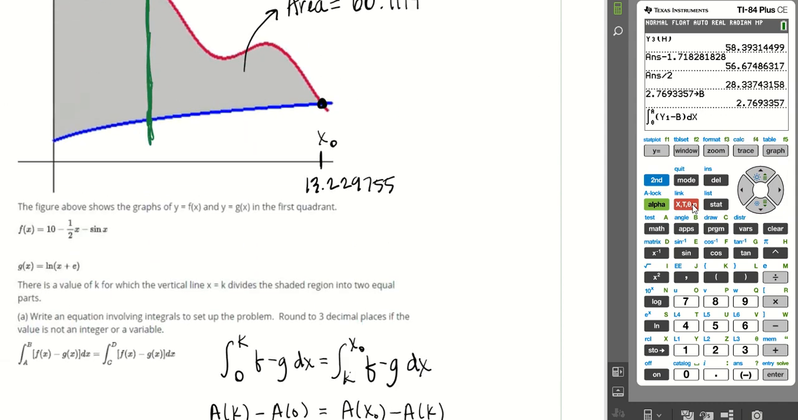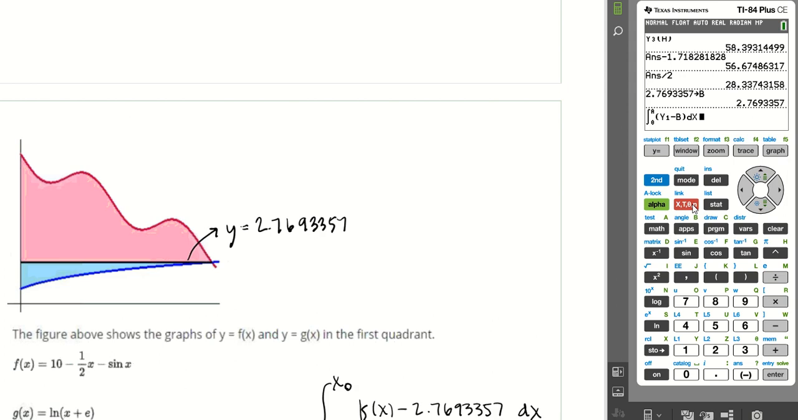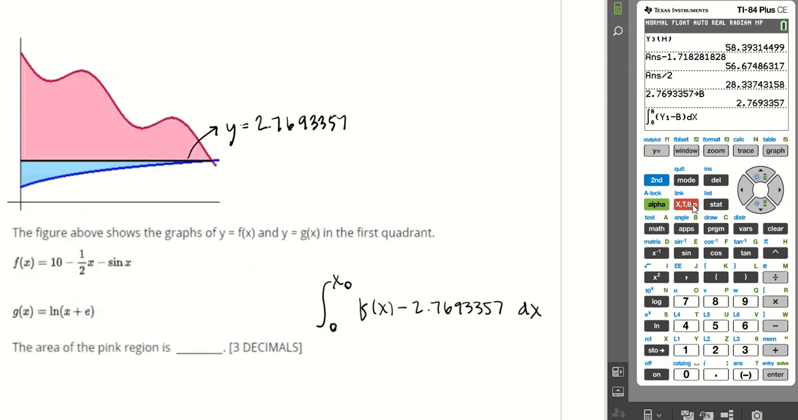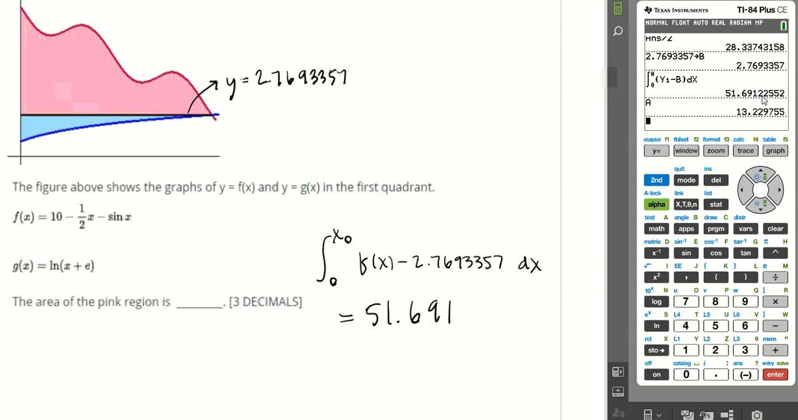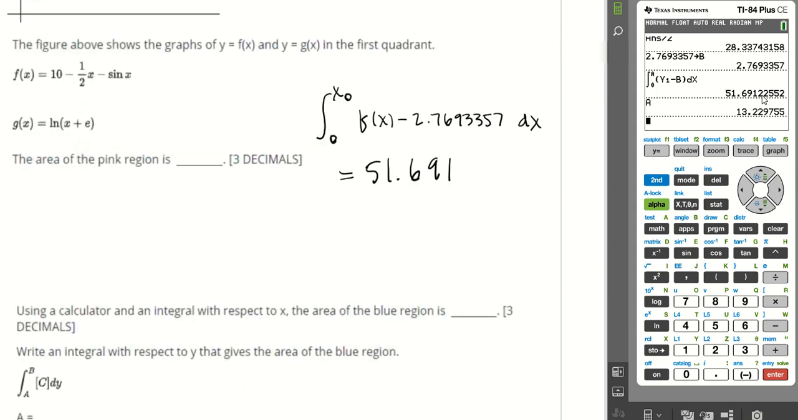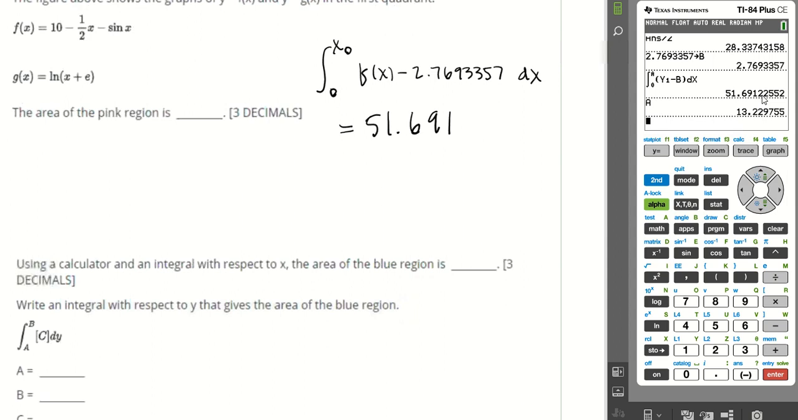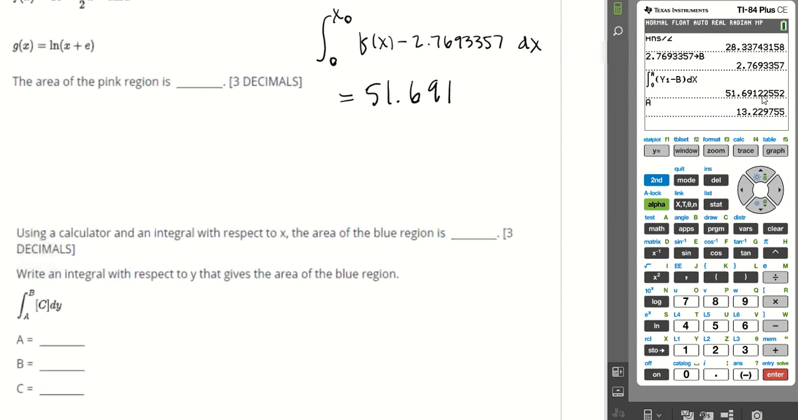Let me just scroll up and make sure. This problem x0 is 13. Yeah, okay. I'm just going to trust that I have that stored in A. Yeah, okay, cool. Okay, so that means that the area of the pink region is 51.691. We can do that. That wasn't so bad.